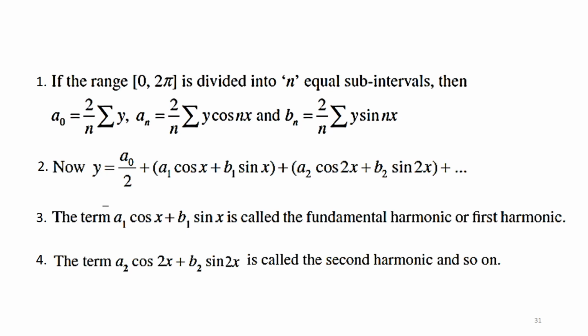Okay, so your formula will be written as y is equal to a naught by 2 plus a1 cos x plus b1 sin x plus a2 cos 2x plus b2 sin 2x plus a3 cos 3x plus b3 sin 3x. So a1 cos x plus b1 sin x will be your fundamental harmonic or first harmonic. If they ask for fundamental harmonic, you just have to find a1 and b1 alone. If they ask for first harmonic also, you can find a1 and b1 alone. If they want the second harmonic, find a1, a2. And if they want the third harmonic, you have to find a1, a2, a3. Like this, whichever harmonic they are asking, you just have to find the values up to that alone.